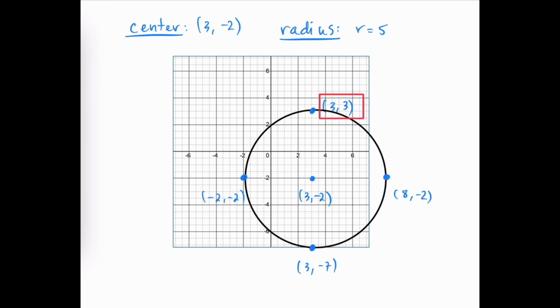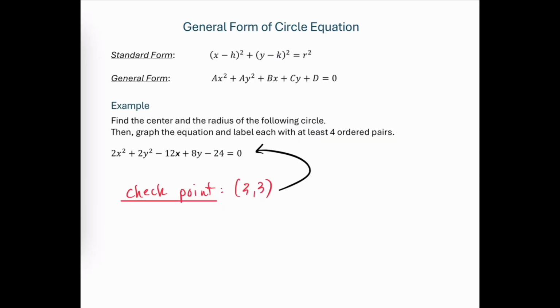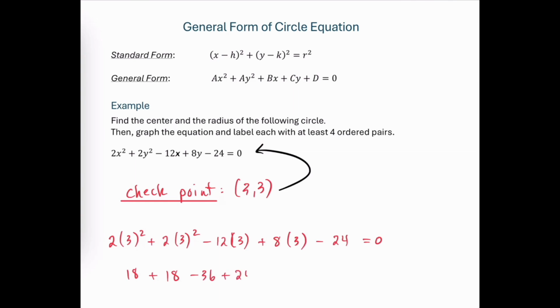I'm going to select one of the ordered pairs on the outside of the circle, and I'll let this be my test representative. We'll check this point to see if it actually is an ordered pair solution to the equation. So we'll plug 3 in for all the x's and for all the y's, back into the original equation to see if it makes a true statement. So we have 2 times 3 gets plugged in for x, plus 2 times 3 gets plugged in for y, minus 12 times 3 gets plugged in for x, plus 8 times 3 gets plugged in for y, minus 24. So this gives us 2 times 9, which is 18, plus 2 times 9 again, another 18, minus 36, plus 24, minus 24, and this does total up to be 0.